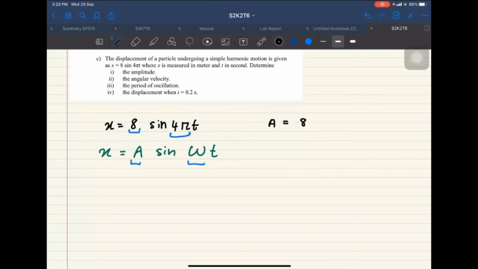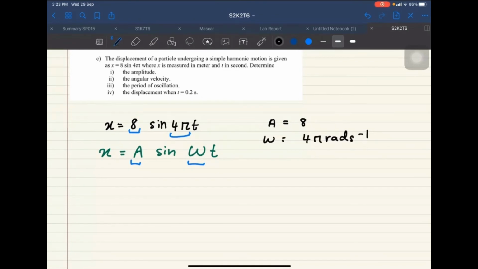now you can take out the information lah, such as A is equals to 8 and then omega is equals to berapa ni? Omega sama dengan berapa? 4 pi. Yes. Unit apa? Radian. Radian per second, to be exact lah. So it should be radian per second.